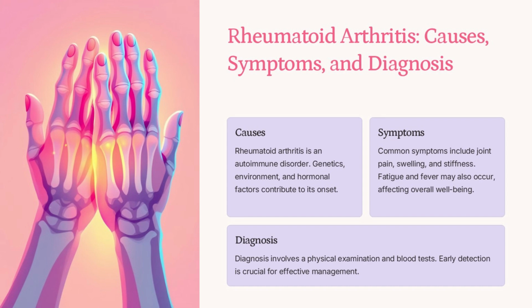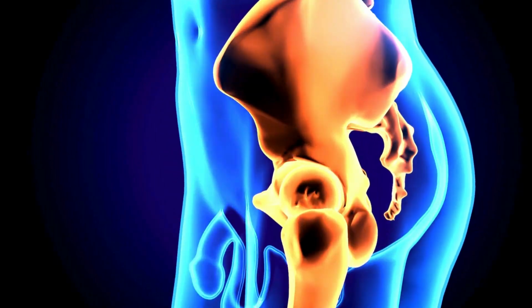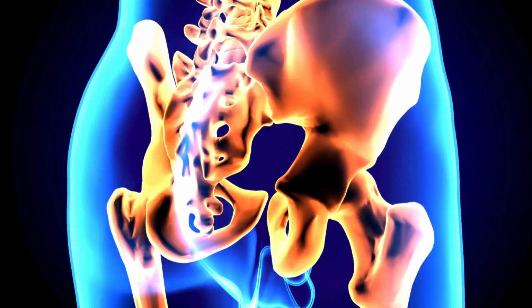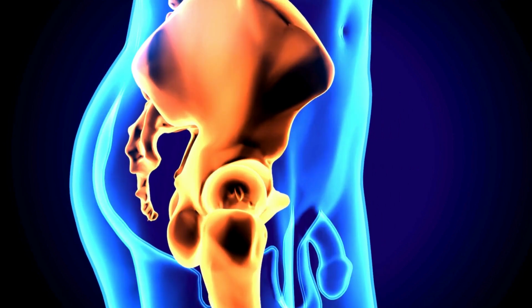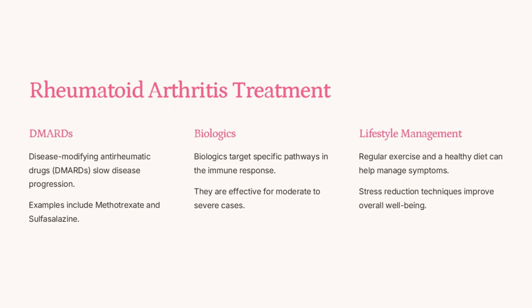Diagnosing rheumatoid arthritis involves a physical examination and blood tests. Early detection is crucial, as it allows for more effective management and treatment of the condition. This slide provides an overview of the key causes, symptoms, and diagnostic process for rheumatoid arthritis, setting the stage for a deeper discussion of the condition and its impacts.